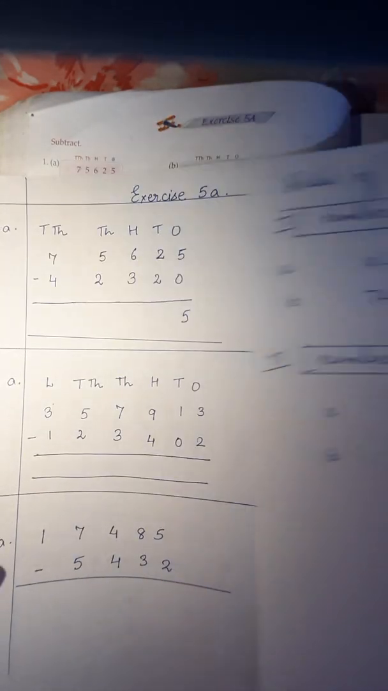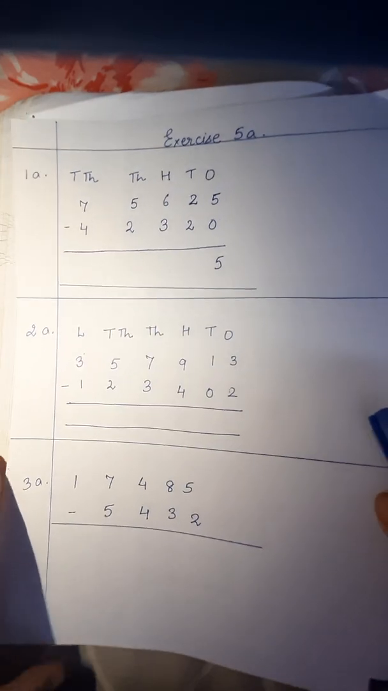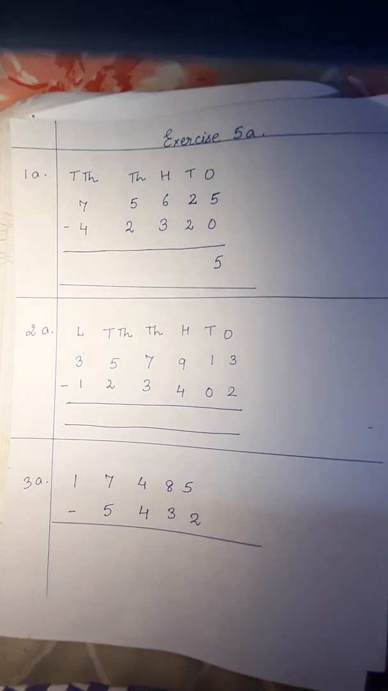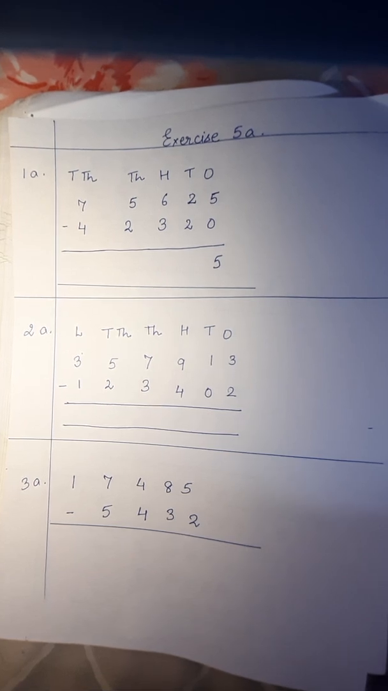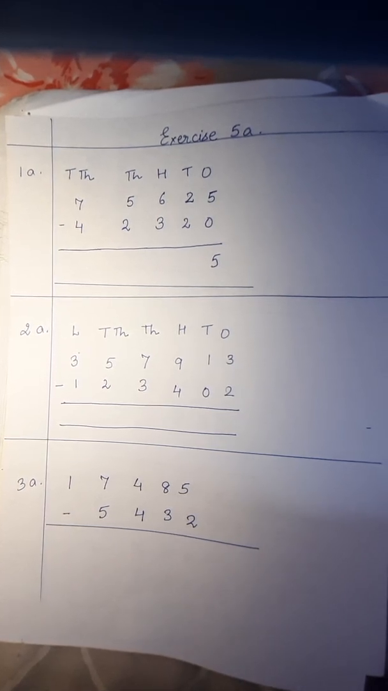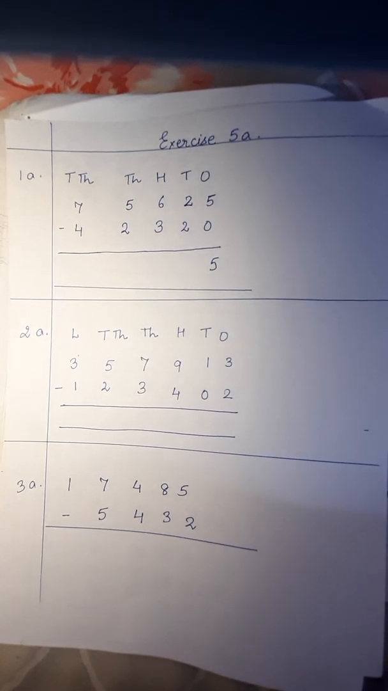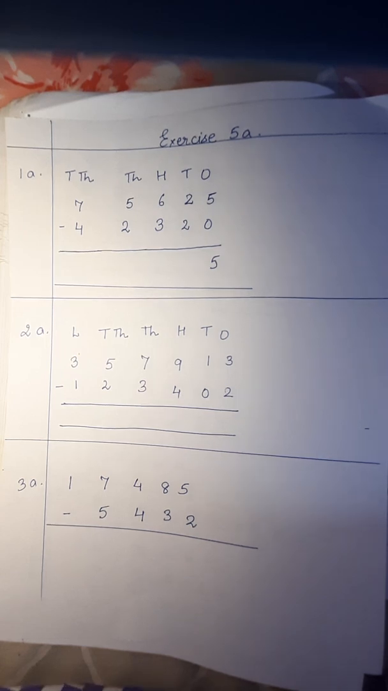This is exercise 5A, question number 1A. Let's do the question number 1A first. What is the question given here? We have to subtract 42,320 from 75,625. So children, in your previous class, you have learned to subtract 3-digit and 4-digit numbers. Now we will learn to subtract 5-digit numbers.